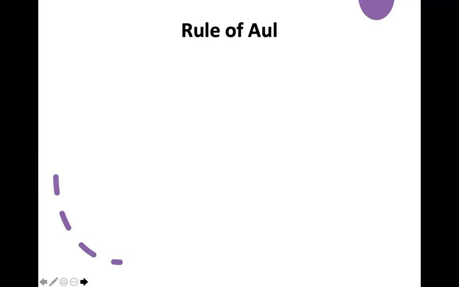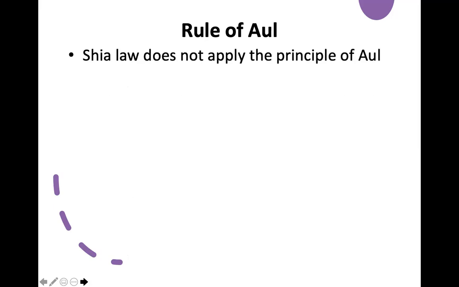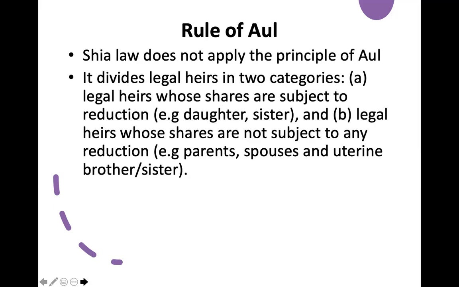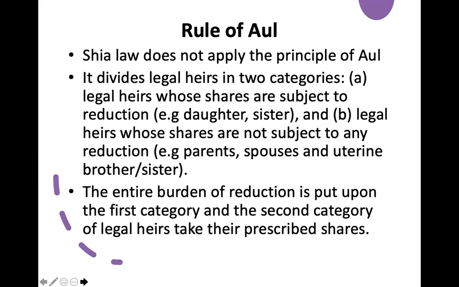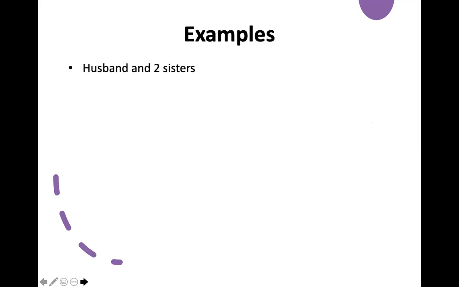Rule of aul or principle of aul is not applied under Shia law. What Shia jurists have done is that they divide legal heirs into two classes. Legal heirs whose shares are subject to reduction, such as daughter or sister, and legal heirs whose shares are not subject to any reduction, such as parent, spouse, and uterine brother or sister. The entire burden of reduction is put upon the first category and the second category of legal heirs take their prescribed shares. Here are the examples.